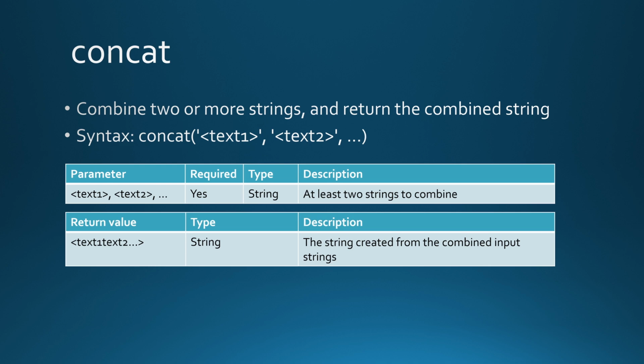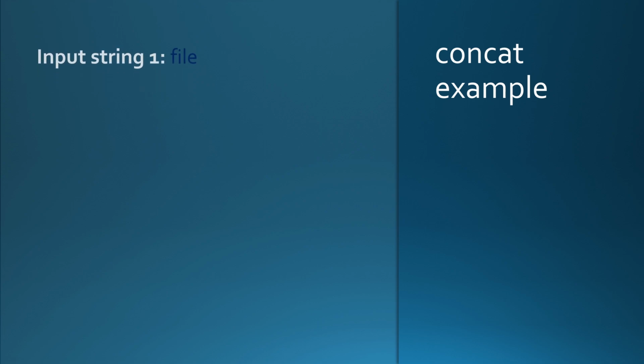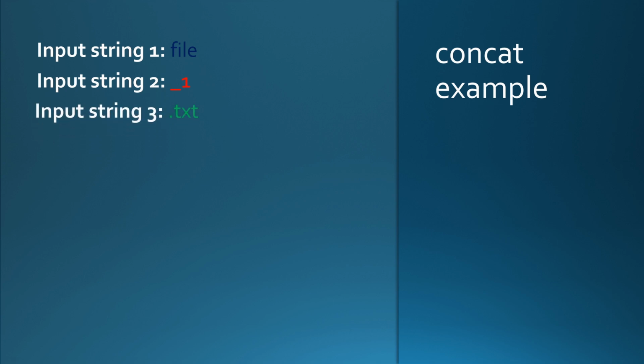In this example, we have three different input strings that we're going to give to our concat function. First, we have the input string 1, which is going to be file. Then we have input string 2, which is going to be _1. And then we have input string 3 that is going to be .txt. Then we are going to input these to our concat function, and we start with the @ sign. Always the Data Factory expressions start with the @ sign, and then we have the concat, open parentheses, then we have our input string 1, and then we have a comma and our input string 2, then another comma, and then our input string 3, and then closed parentheses.